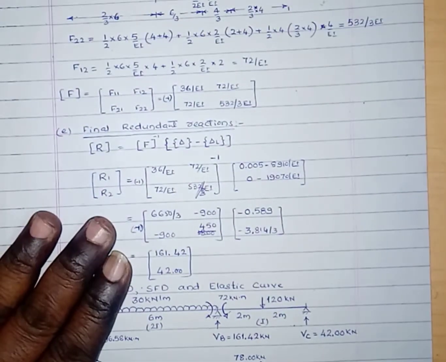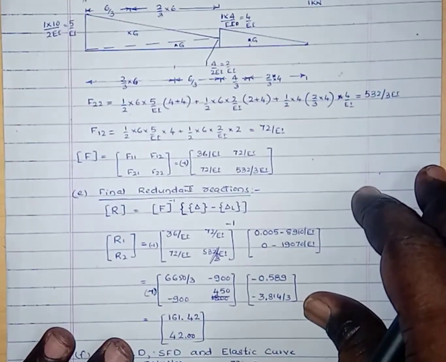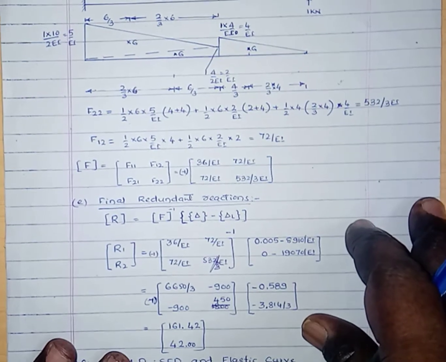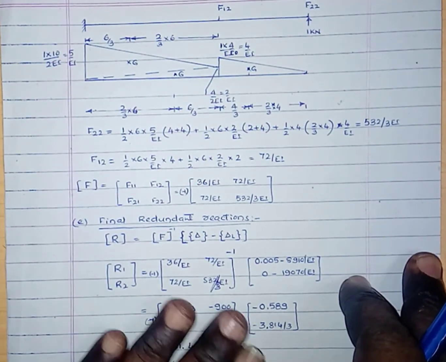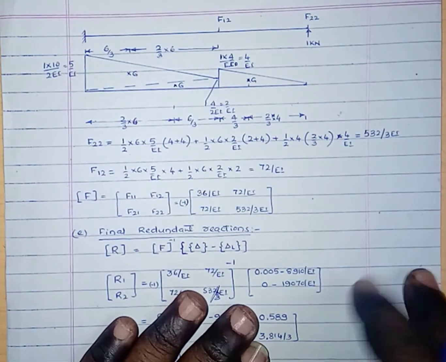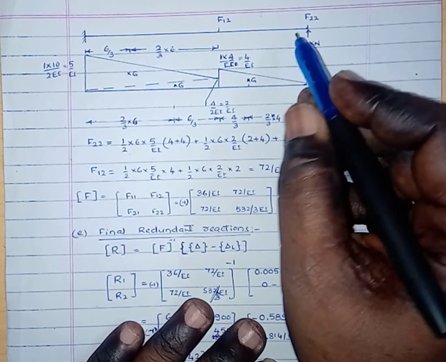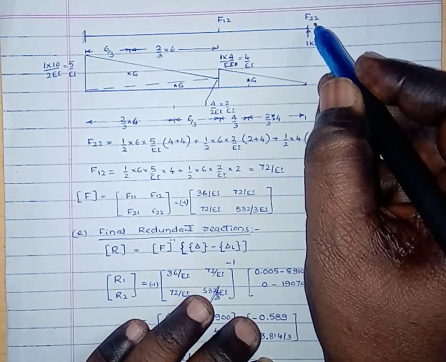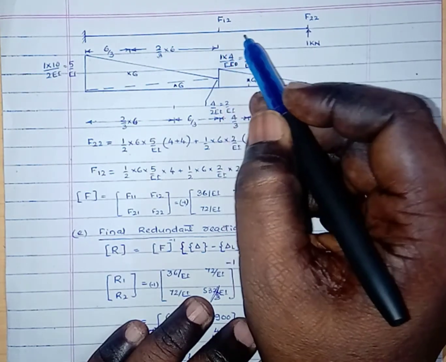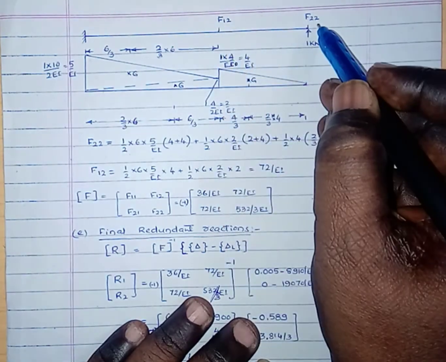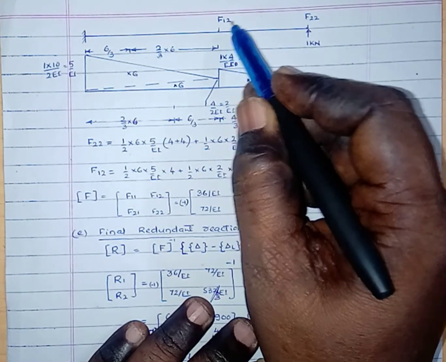Now we have got the values of the flexibility elements at coordinates 1 and 2. Now we can apply the unit load at coordinate 2, a unit load in the direction of the redundant R2. Now this one is the flexibility element F22 at this point, and F12, that is the displacement at 2 due to the load applied at 2, and the displacement at 1 due to the load applied at 2.